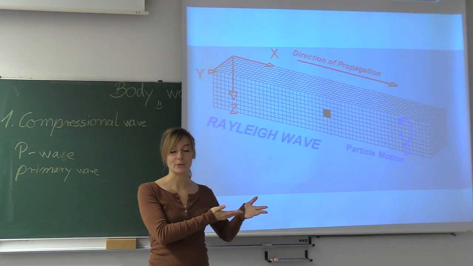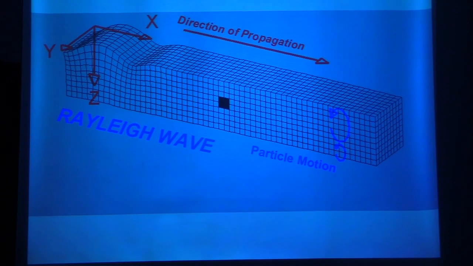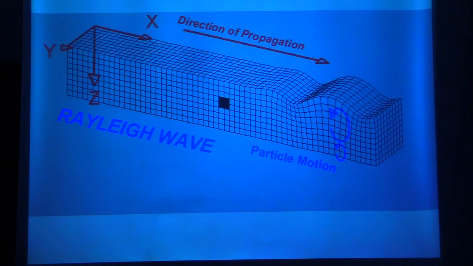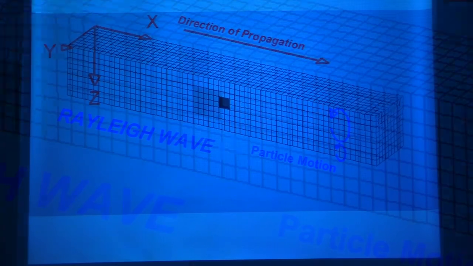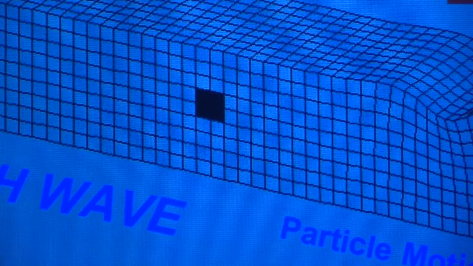So this is the Rayleigh wave animation. Please concentrate on the surface. Do you see how the particles are moved up and down? And then concentrate on the black spot. Do you see how this black spot is moved both up and down and side to side? Exactly this motion is called Rayleigh wave.